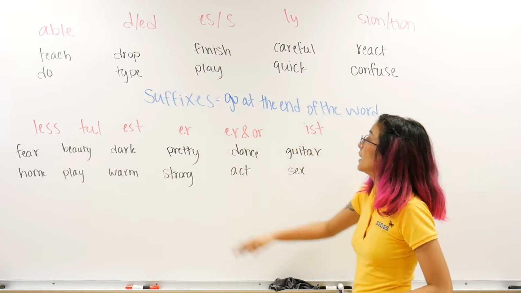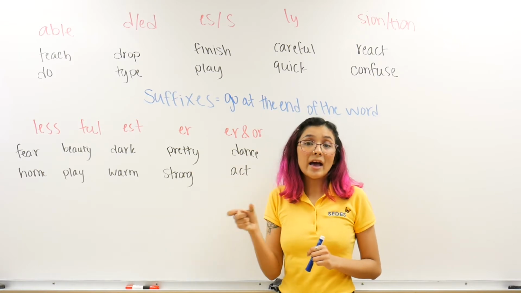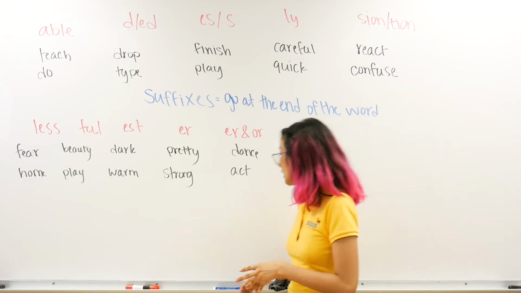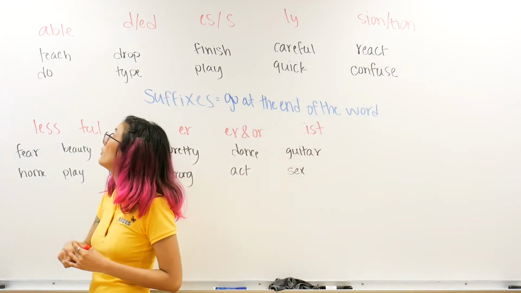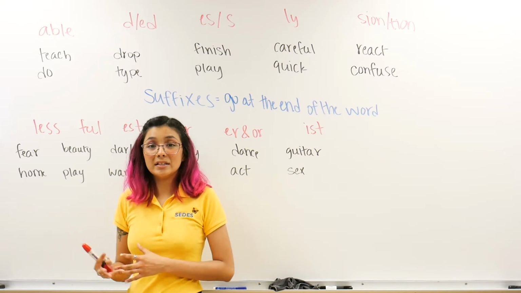So all of these, right, our suffixes are going to be the ones in red. They're going to be what you add to the end of the word. And we're going to be talking about the new meaning it has. So for example, able. Able is to do. That means you have the ability.